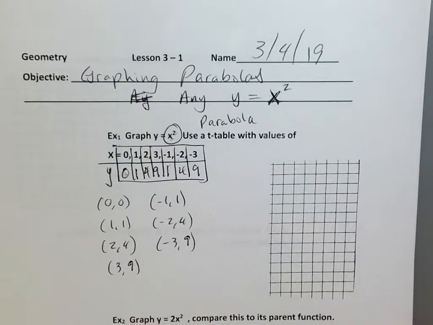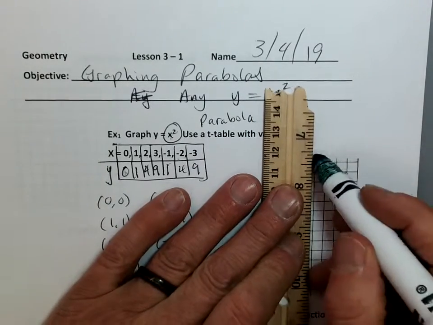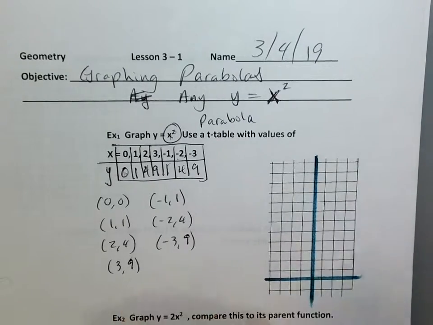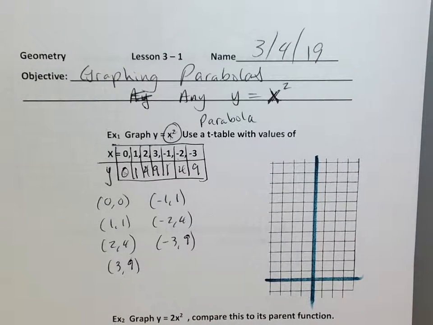These are all coordinates of a point. I don't see anything that has negative y's, right? There's no negative y's, so I'm just going to put my graph way down here, because I know that there are no negative y values. They're all positive. That makes sense because when you square any number, it becomes positive. You will not have any negative numbers, okay?